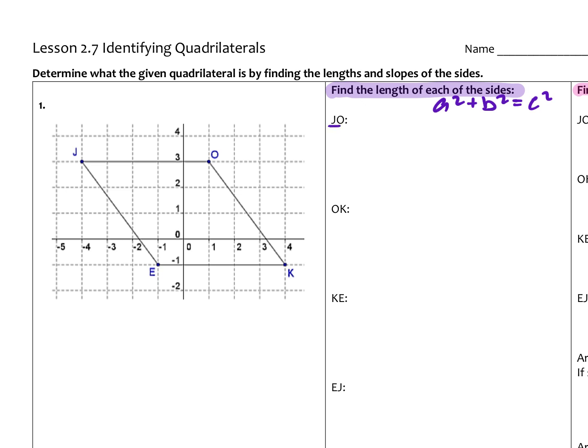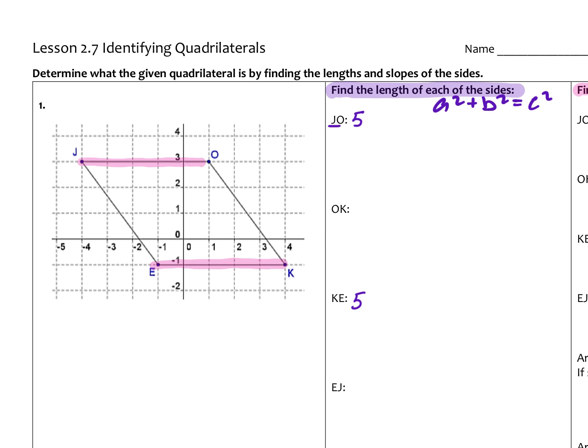So on my quadrilateral, JO is this side. Since it's a horizontal line, how long is my line? If it's horizontal, I can just count, right? So how long is my line? 5. Beautiful. Which is the other easy one to find? KE. Awesome. So how long is KE? 5. So those two were pretty easy, right? Because I just had to count those two. Is everyone okay with that?